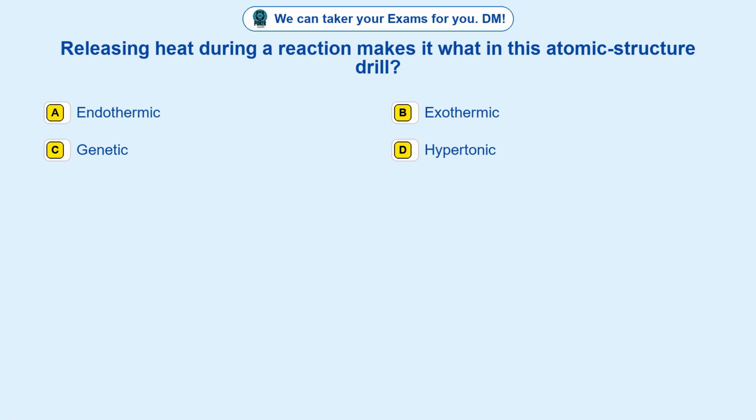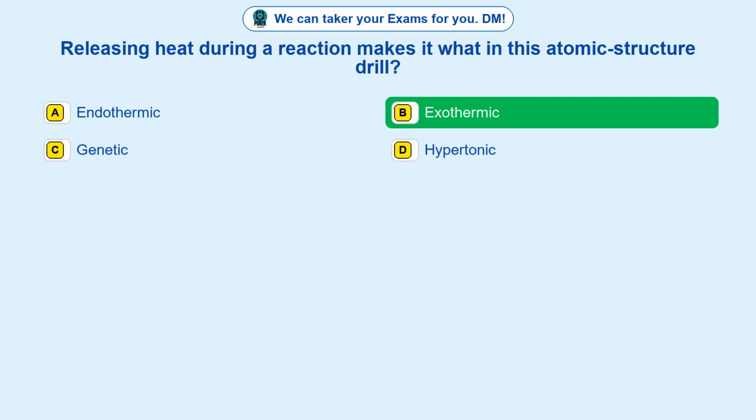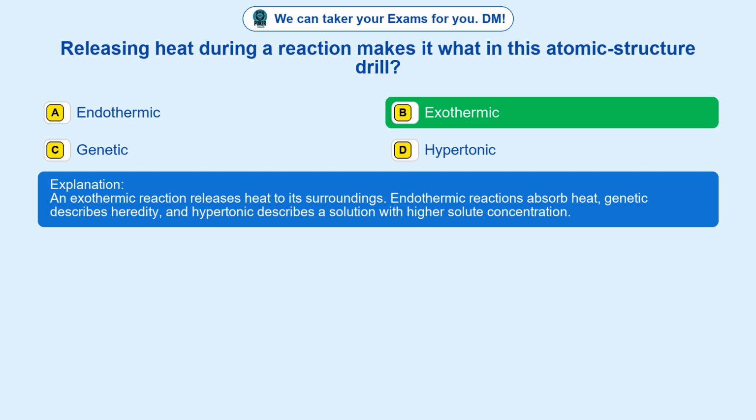Question 46. Releasing heat during a reaction makes it what in this atomic structure drill? Option A endothermic. Option B exothermic. Option C genetic. Option D hypertonic. The correct answer is option B. Exothermic. An exothermic reaction releases heat to its surroundings. Endothermic reactions absorb heat, genetic describes heredity, and hypertonic describes a solution with higher solute concentration.